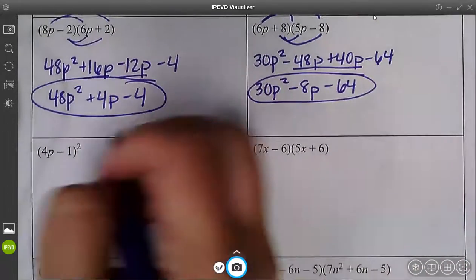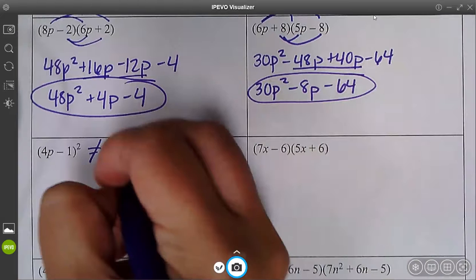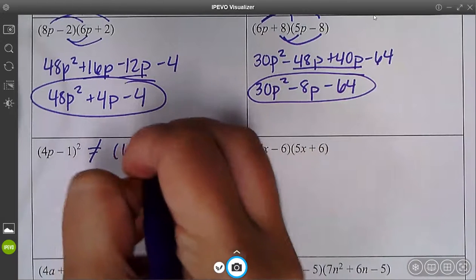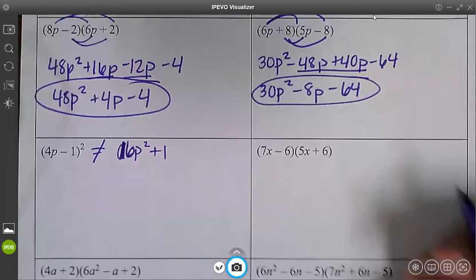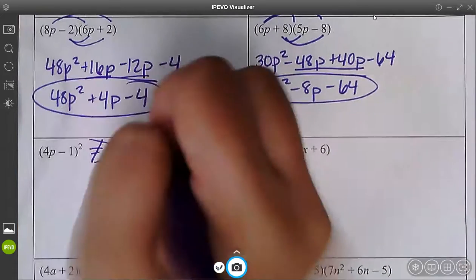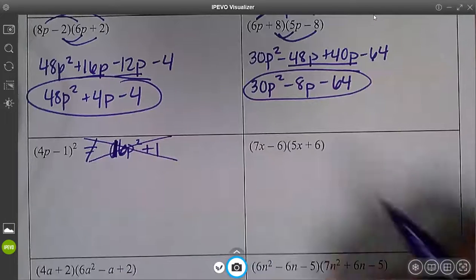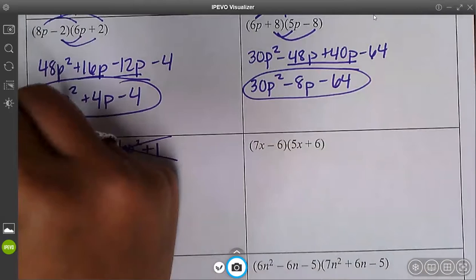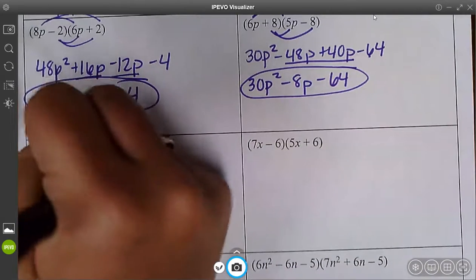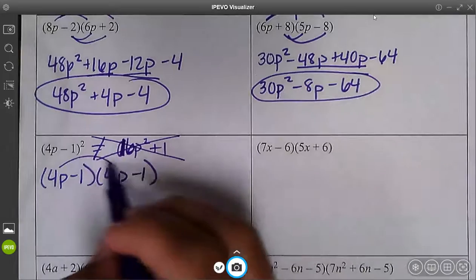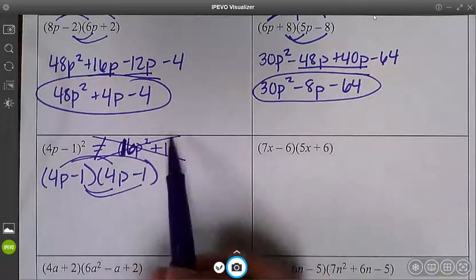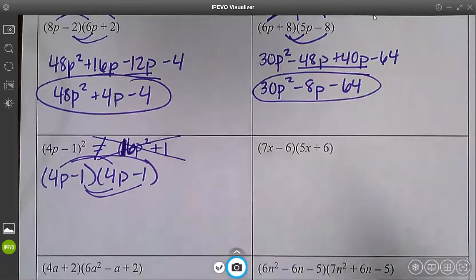Be careful, this is not equal to 16p squared plus 1. Not equal to that, that is wrong. You have to FOIL it out just like the other two. So please just go ahead and write it as two binomials because that's what you're doing. Then you're going to distribute. Somebody will do this, so please pay attention and don't do that.